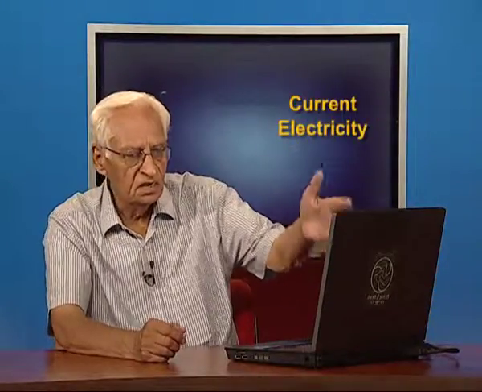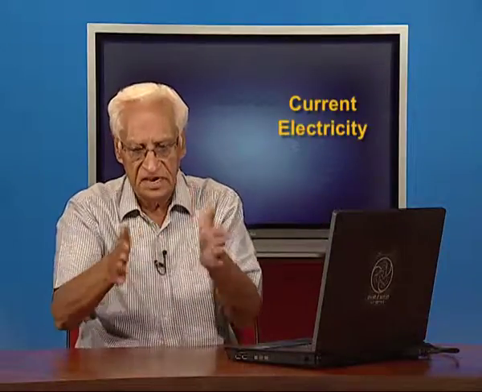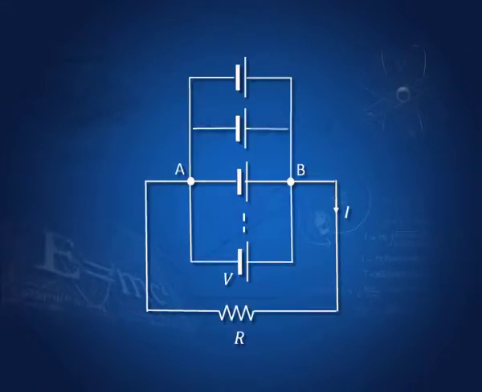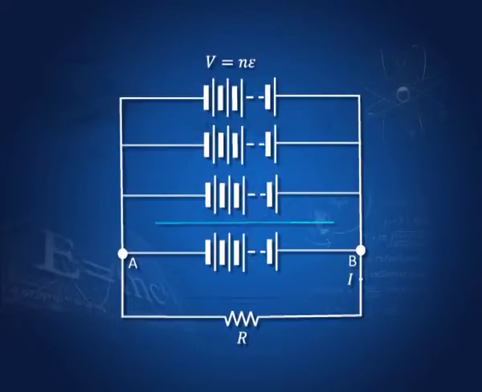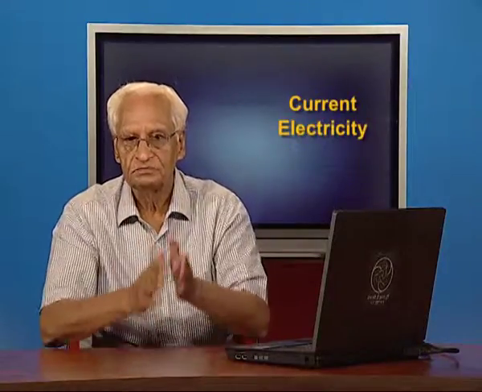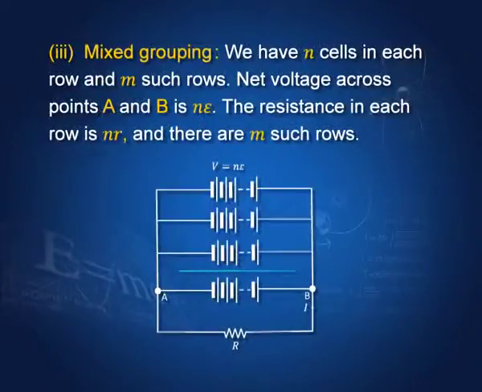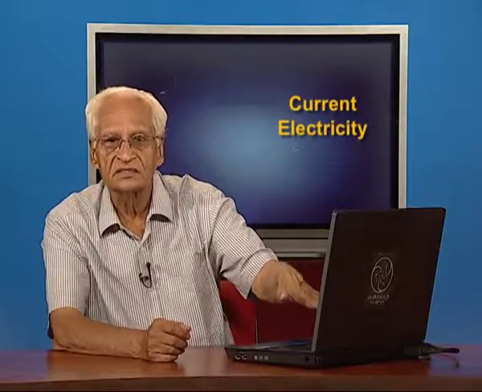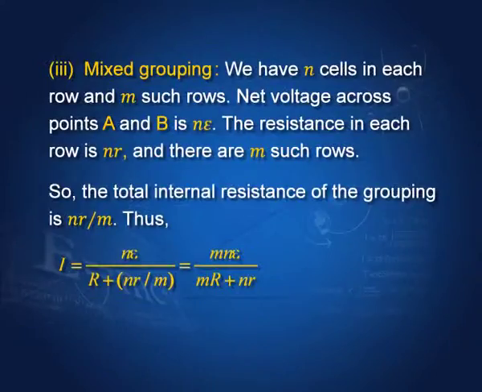Usually, we have actually a combination which has series and parallels. So, I have in one row there are n cells and there are m such rows. This is a combination which consists of both parallel and series combination. This is called mixed grouping or mixed combination. So, in this case what happens? In one row the resistance is n times r, there are m rows, therefore, the total resistance is n r by m, n r by m.